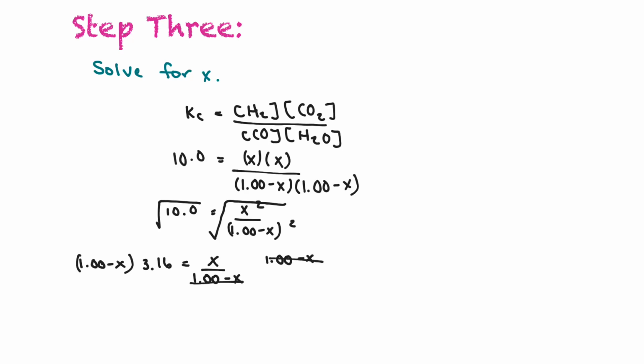We can cancel over on this side, so it's going to be 3.16 minus 3.16x equals x. So then 3.16 equals, by taking the negative 3.16x onto the other side, 4.16x. We'll divide, and x is going to equal 0.760. So now we have x, we can now plug in those values into our equilibrium concentrations.